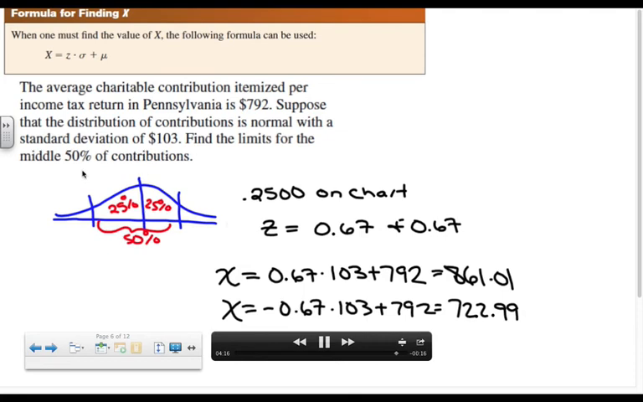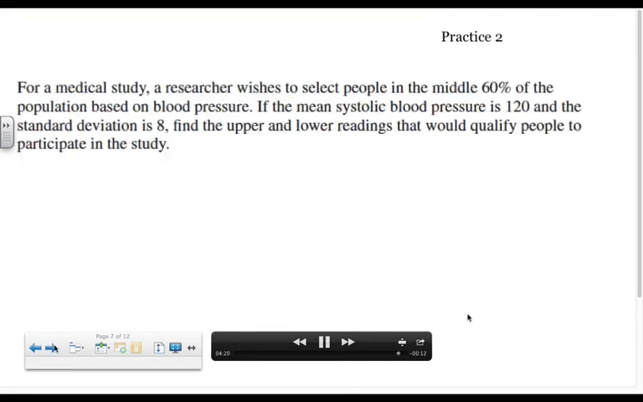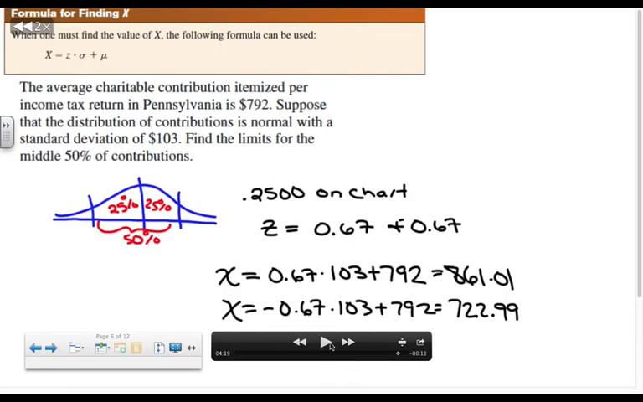So my values, the middle 50% of contributions, is between 722.99 and 861.01. So I could say 723 and 861 would be fine, but those would be the values that the numbers will fall between.